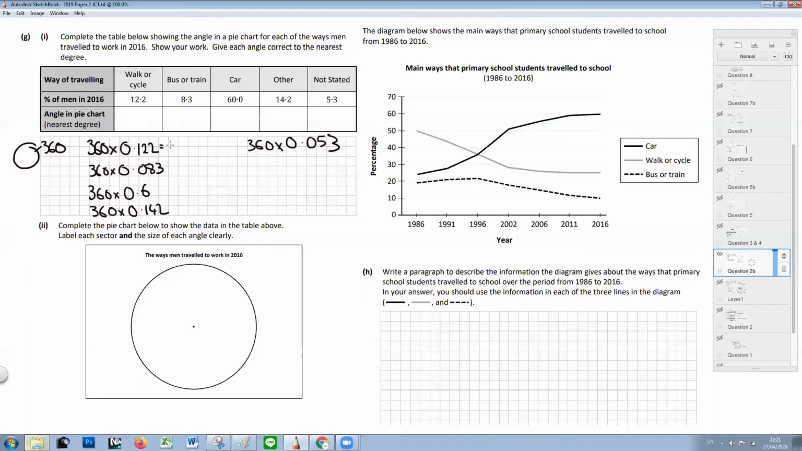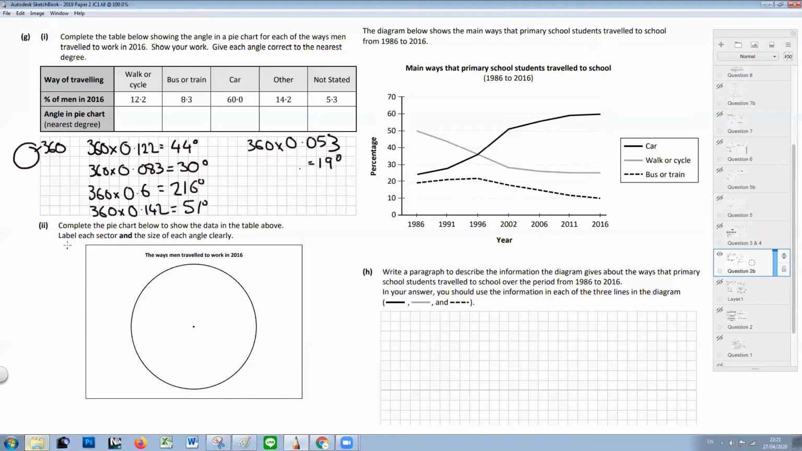So 12.2% is going to be 44 degrees. Now what that means is your pie chart is going to take a chunk of 44 degrees. 360 multiplied by 0.083 is going to be 30 degrees. 360 multiplied by 0.6 is going to be 216 degrees. 360 by 0.142 is going to be 51 degrees. And 360 by 0.053 is going to be 19 degrees.